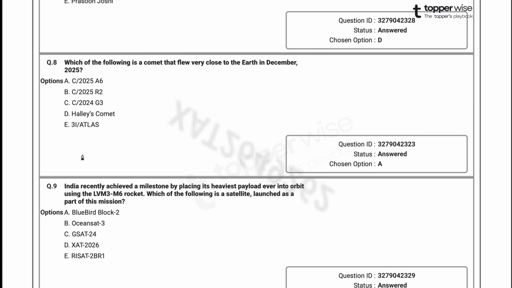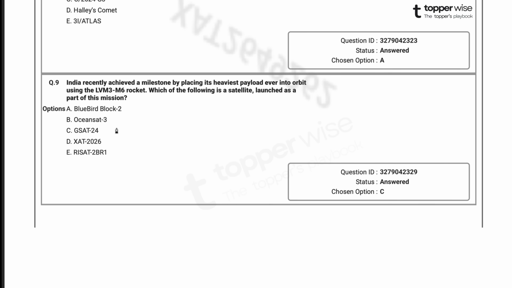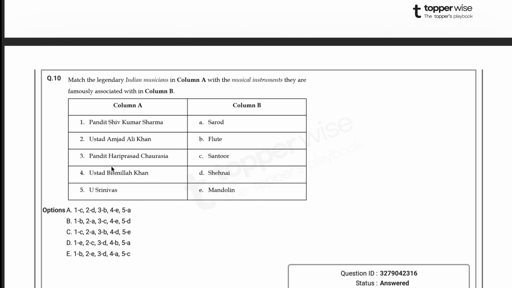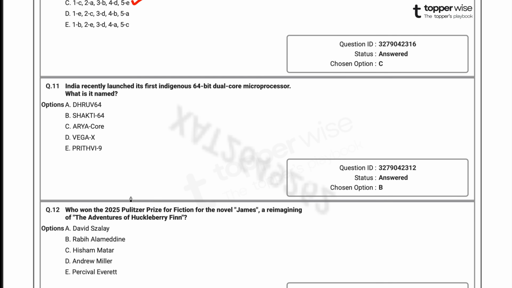Now moving to the next question. So for question number 8, option A will be the correct option here. Now let's move to the next question, question number 9. For question number 9, option C will be the correct answer. Moving to question number 10. For question number 10, option C will be the right answer. Moving to the next question, which is question number 11. For question number 11, option B is the correct answer.